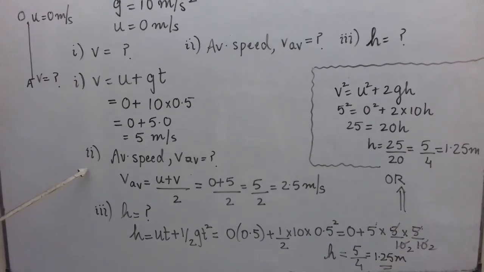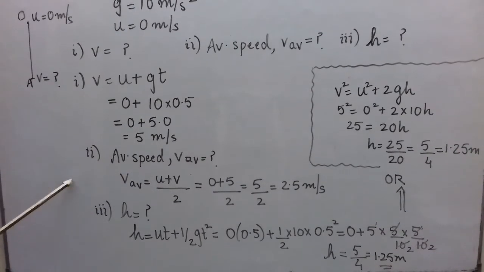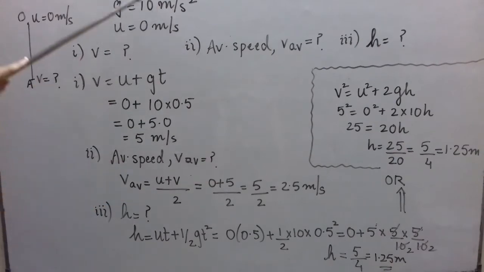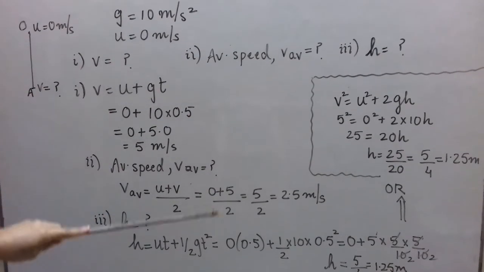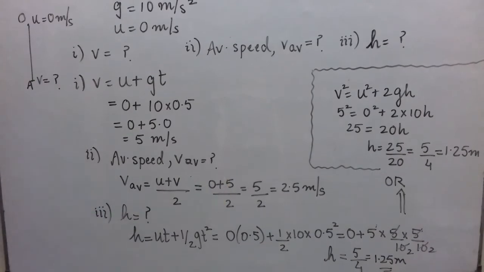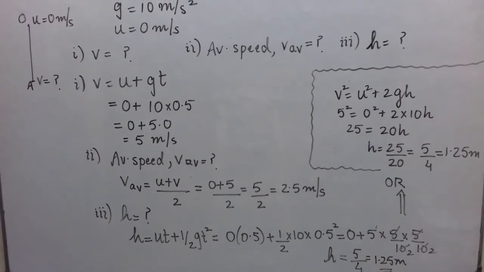And even for the second part, if you want to find average speed by using the formula of total distance upon total time, you can also find average speed by that formula. You can just cross check it. H is 1.25, divide it by time 0.5, the answer will be the same, 2.5 meter per second. I hope the numerical is clear to you.